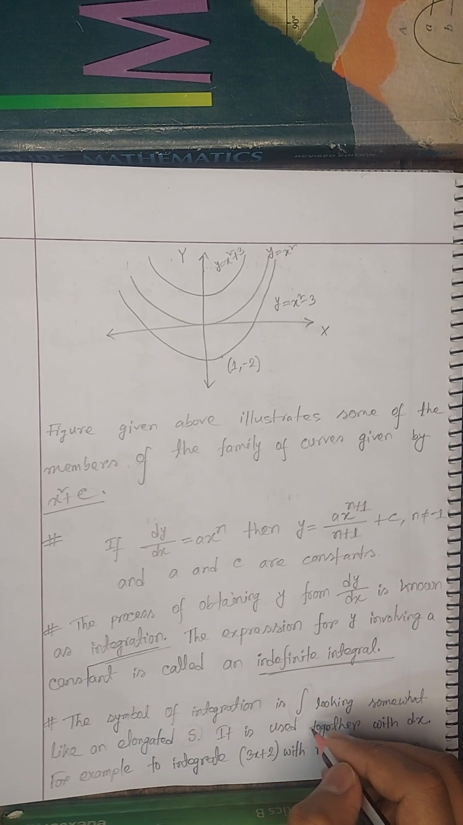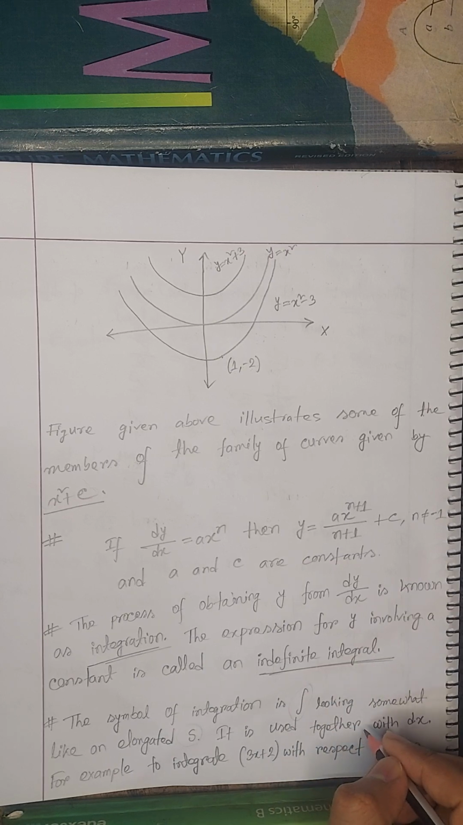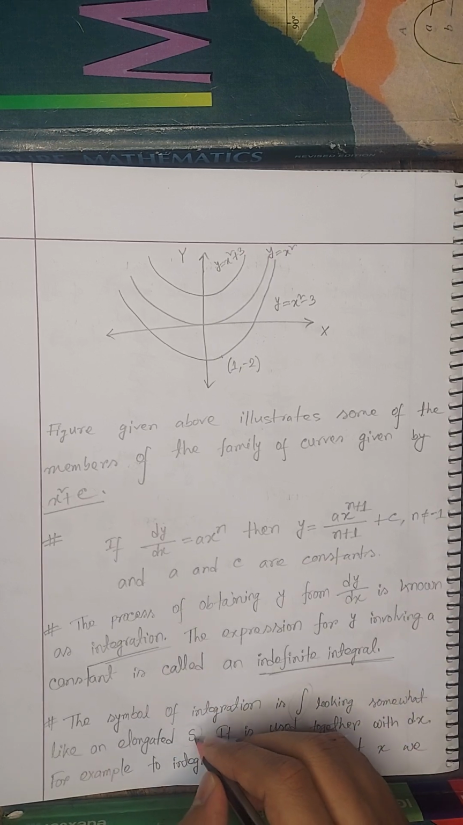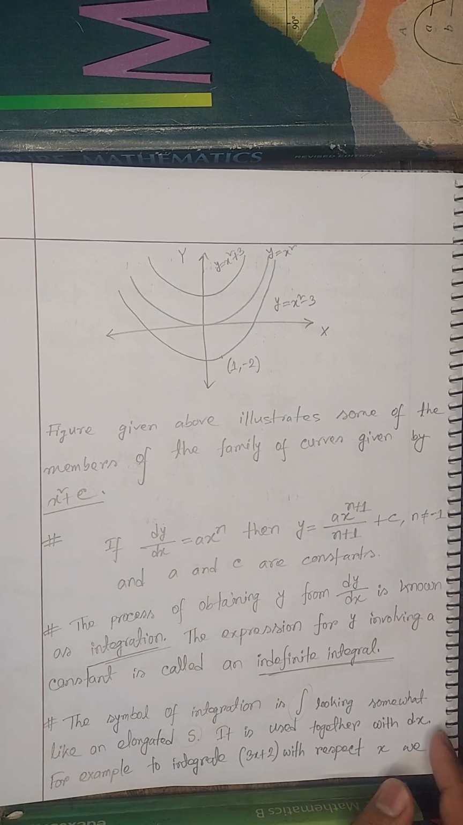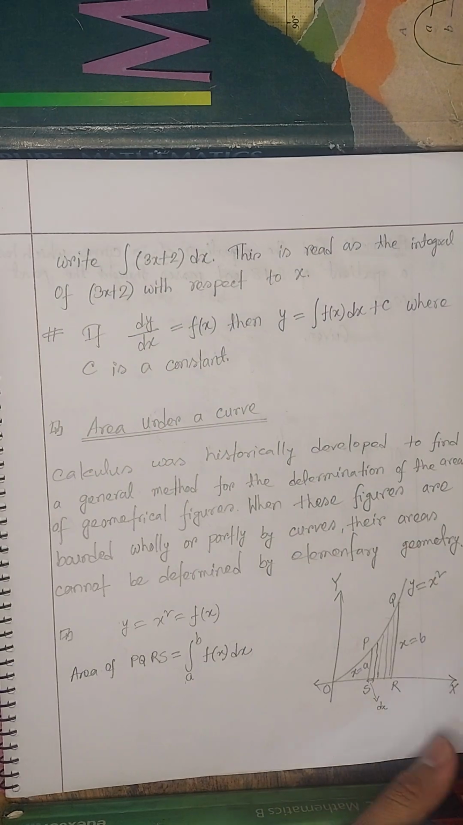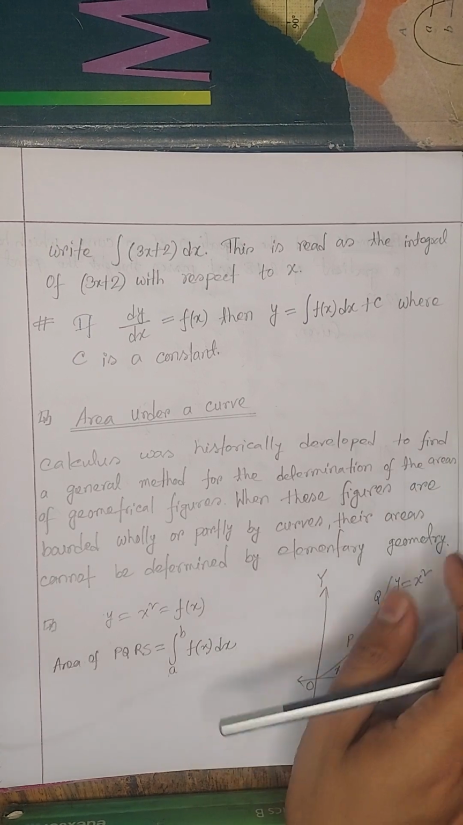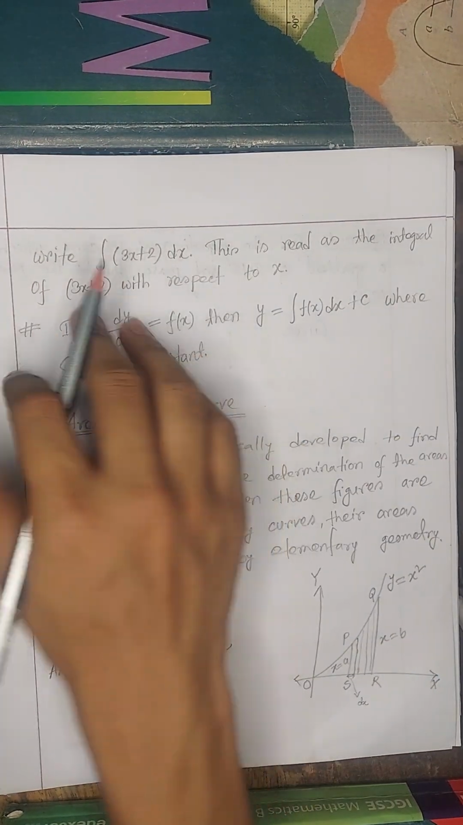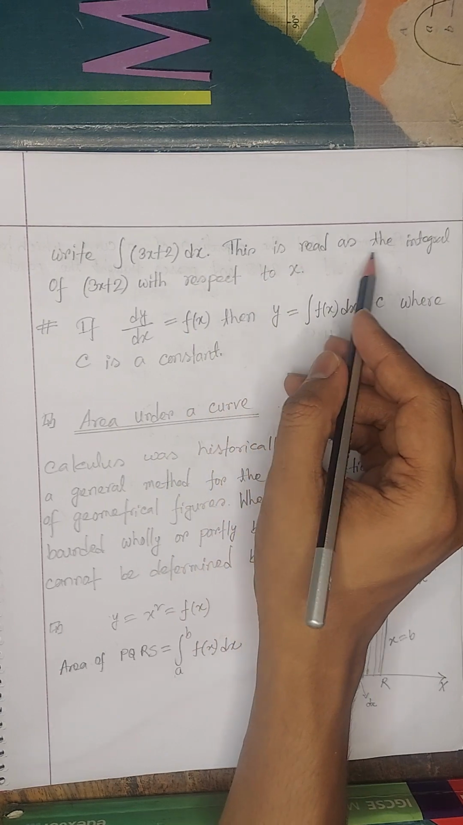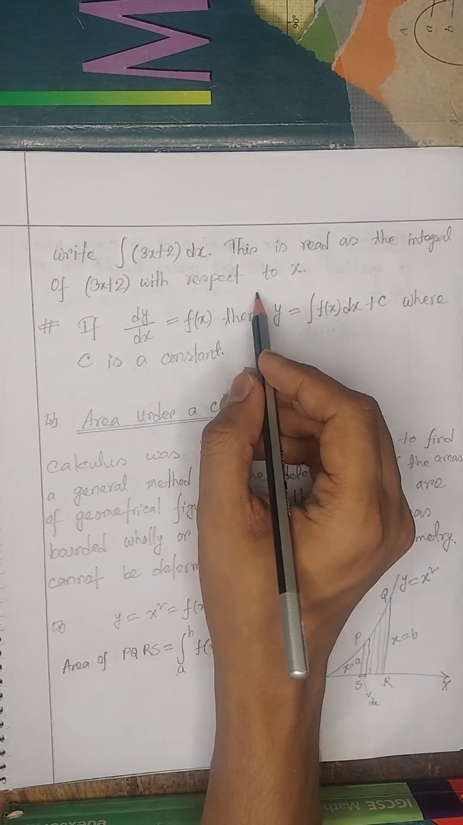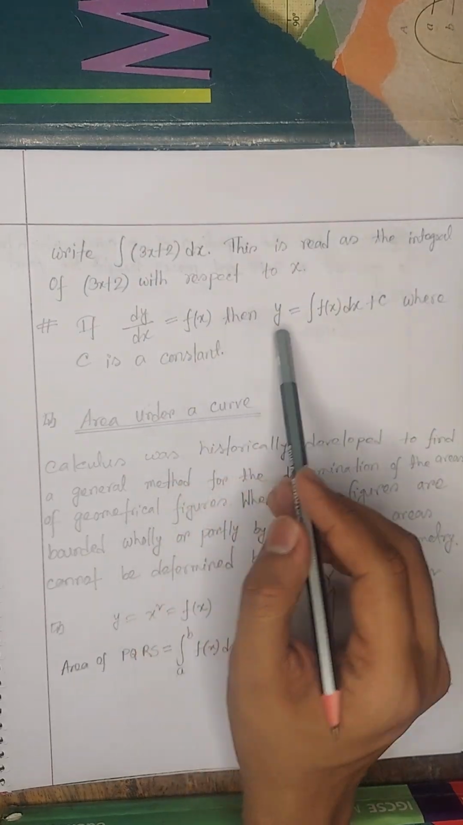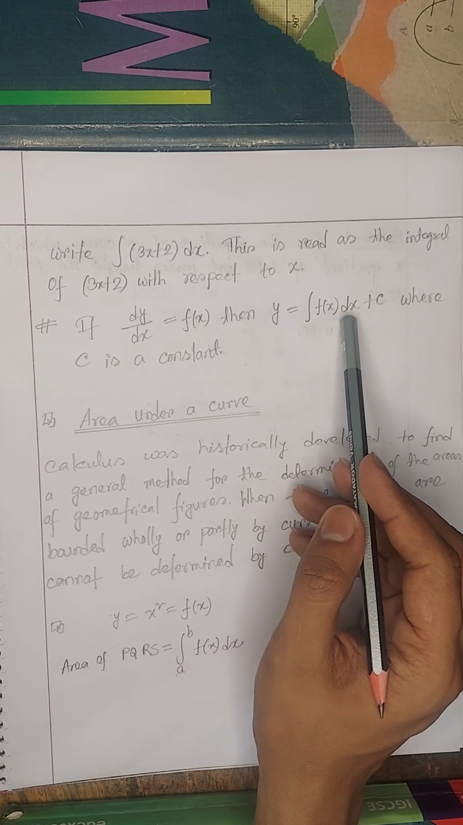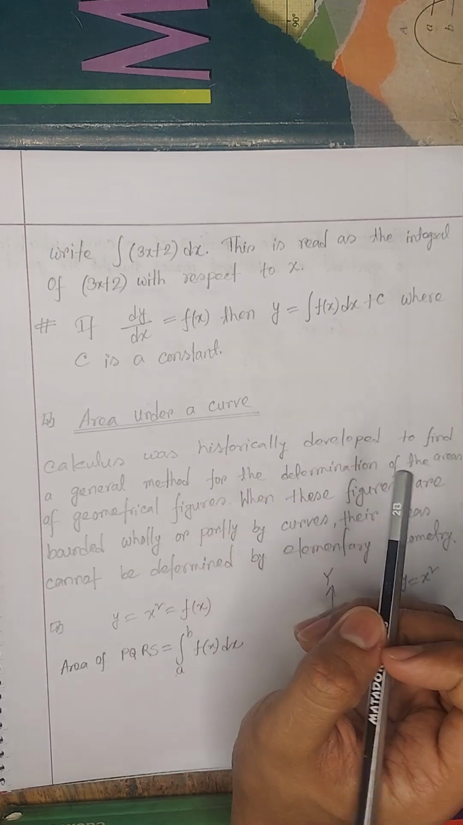The symbol of integration looks somewhat like an elongated s. It is used together with dx. For example, to integrate 3x plus 2 with respect to x, we write integration of 3x plus 2 dx. This is read as the integral of 3x plus 2 with respect to x. And if dy by dx is equal to f of x, then y is equal to integration of f of x dx plus c, where c is a constant, right?